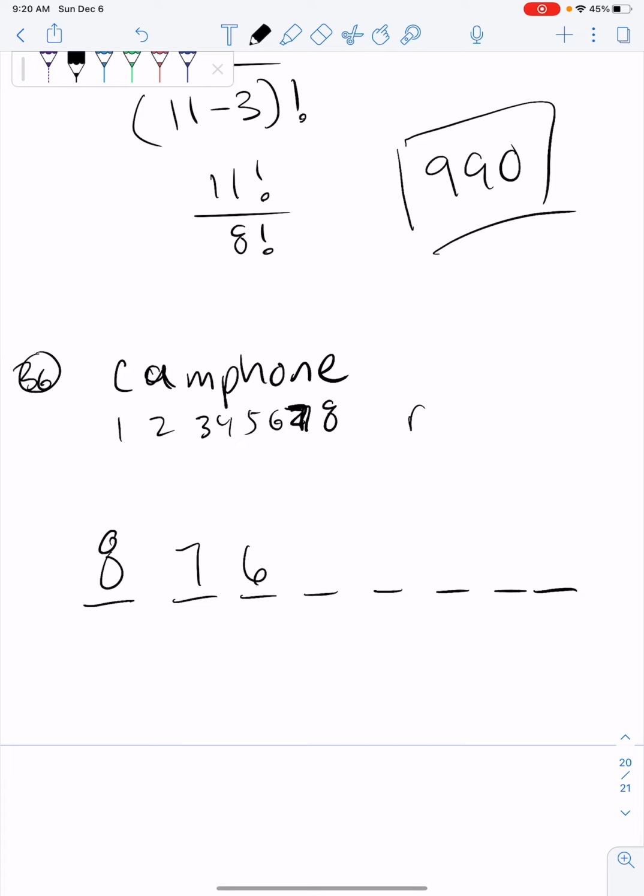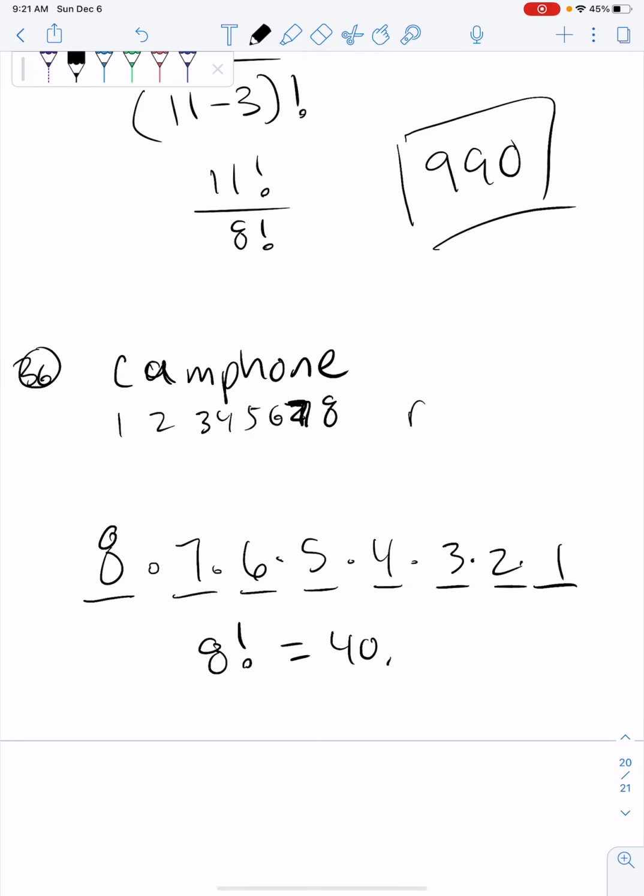I have 6 for the third spot. I have 5. So as I go down the spots, each time I lose a letter that I could put there, right? Well, to get my answer, all I'm going to do is multiply these together. So really, my answer is just 8 factorial. 8 times 7 times 6 times 5 times 4. And when I do that, I get 40,320 different ways that you could arrange these letters.